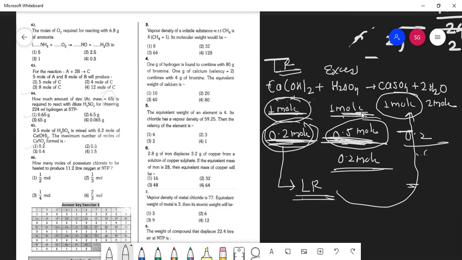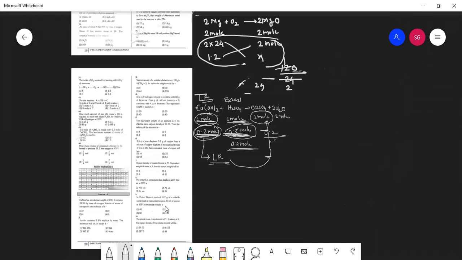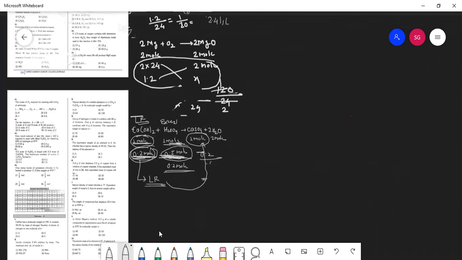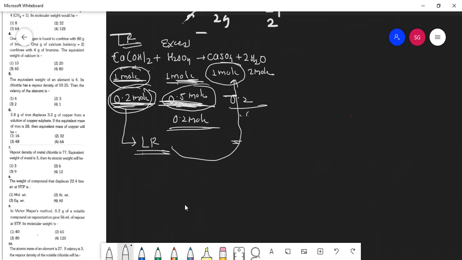Why do we want this much time? This was the LR concept, students. LR. Are you getting it? Yes, sir. Very good. Okay, if you know this, then you can solve question number 46. Okay, question number 46. I can write a reaction for you. Just a minute. I'll zoom it.